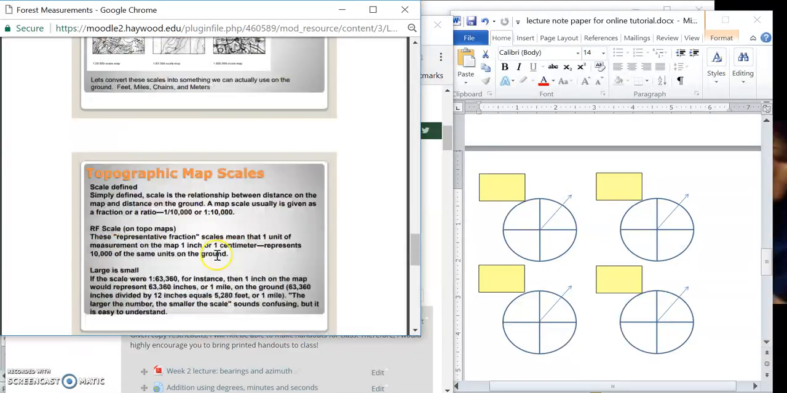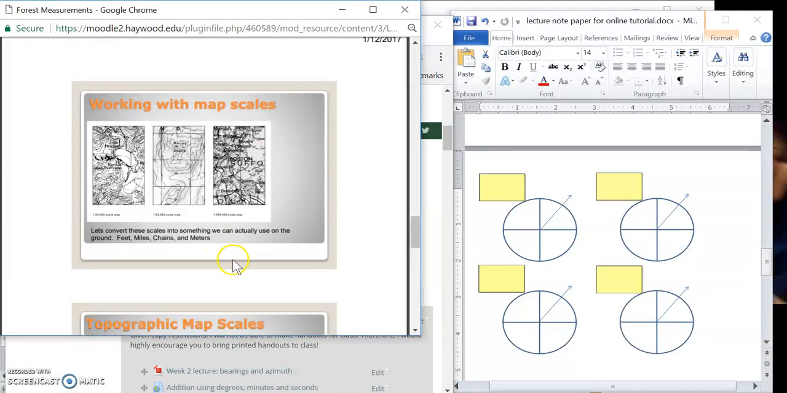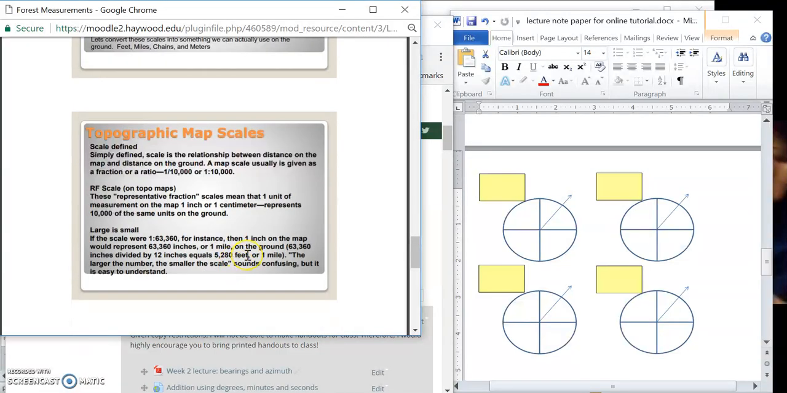Talked about different types of map scales. If we're trying to zoom, if we're trying to see a larger area, like let's say all of Haywood County or all of North Carolina, then we're going to reduce the scale. The scale gets smaller. Smaller scale maps represent larger areas, okay? Larger scale maps represent smaller areas, okay?